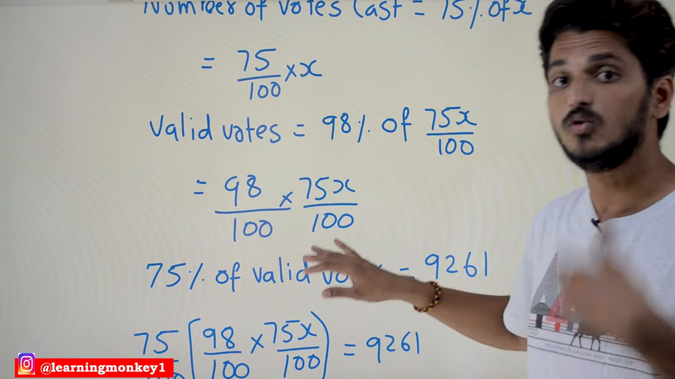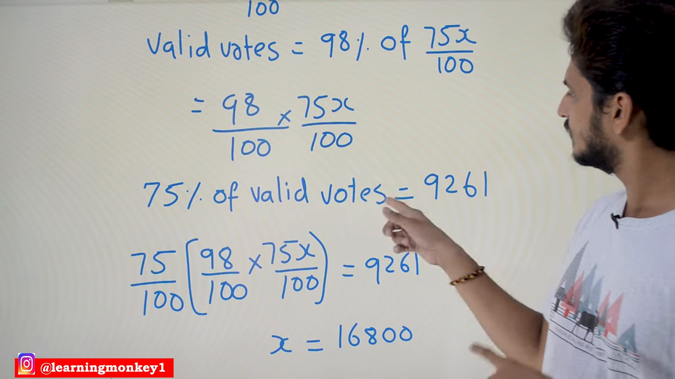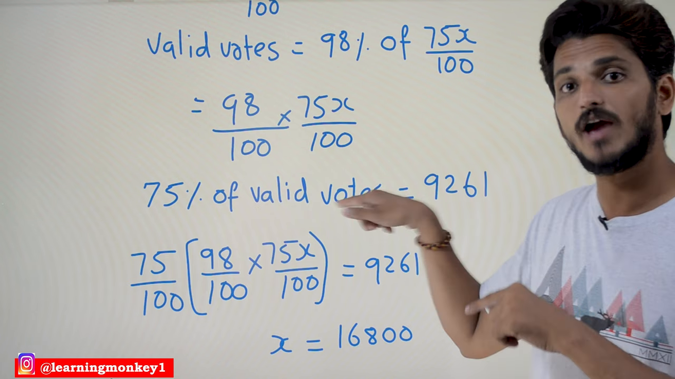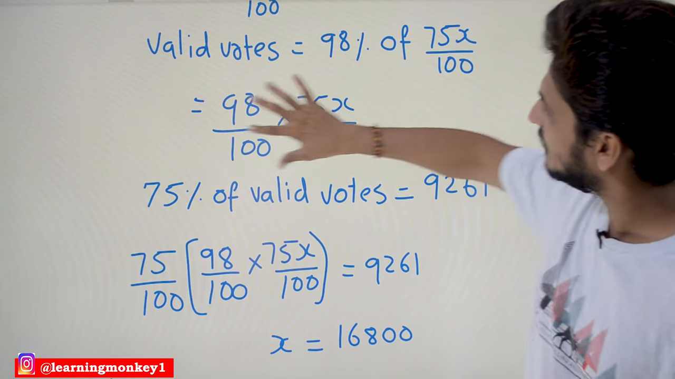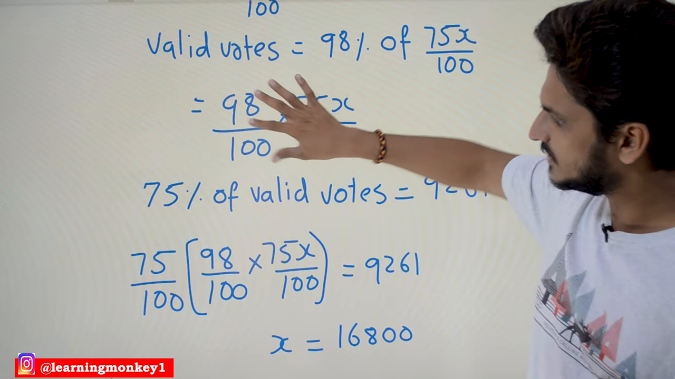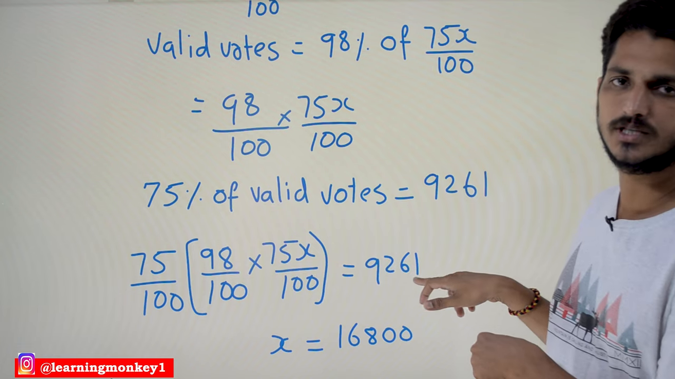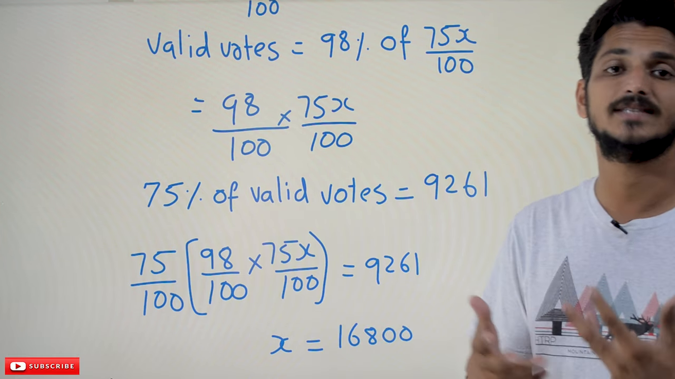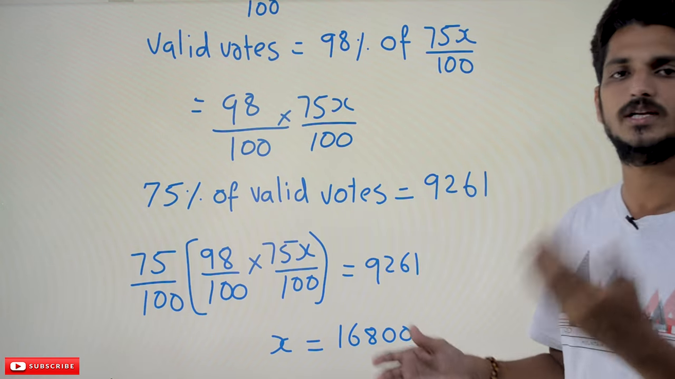Once you have the valid votes, what does the third statement say? One person got 9261 votes, which is 75% of the valid votes. So 75% of the valid votes is equal to 9261. So 75 by 100 multiplied by the valid votes amount is equal to 9261. Once you understand the flow from the question, this is how you solve percentage examples. With one example understood, solving is very easy.